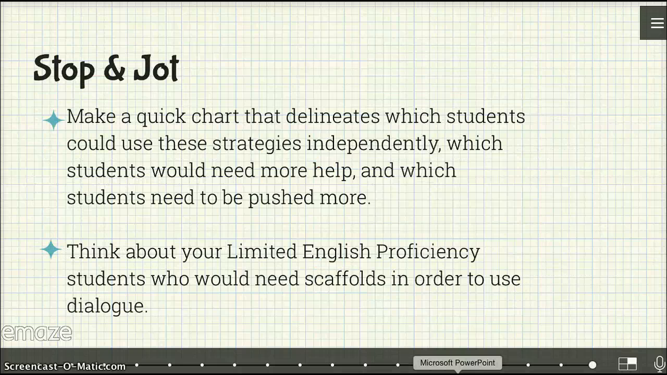Now, before we go any further, I want us to think, based on the SCAMPER model, what students do we think that would really work for? And so I want us to make a quick chart which shows which students these strategies would work for independently, maybe which of our students need some more support, some more help or scaffolds, and then which students actually probably need to be pushed further because they already have a really good grasp on dialogue. And then I also want us to consider our limited English proficiency students who also need scaffolds in order to be able to use dialogue in their writing.